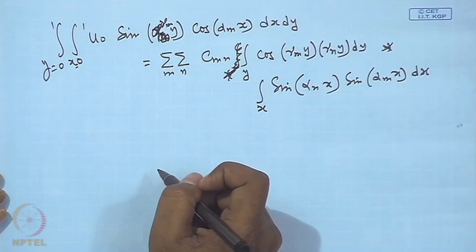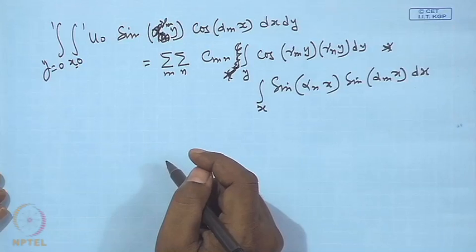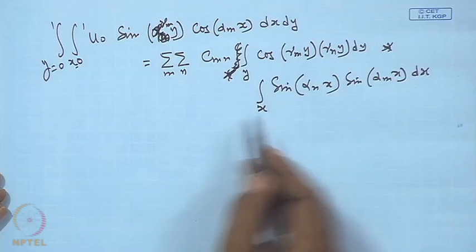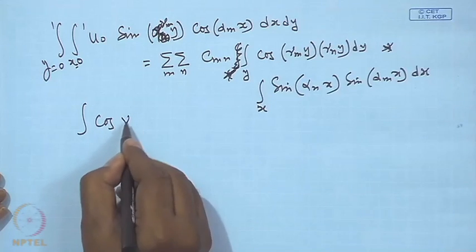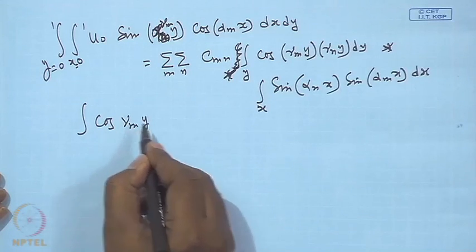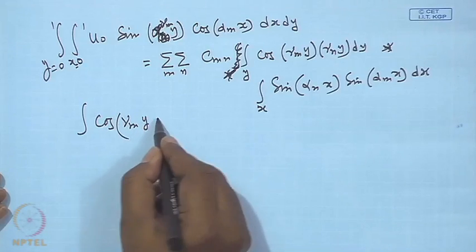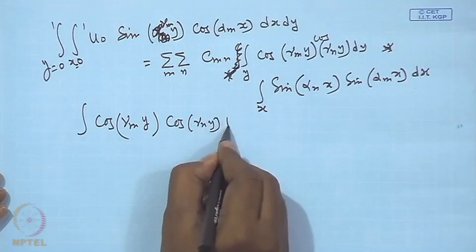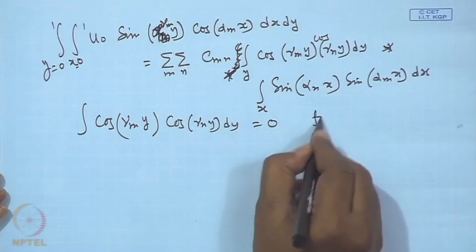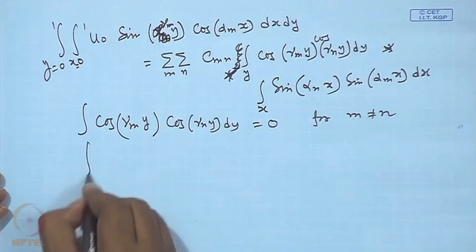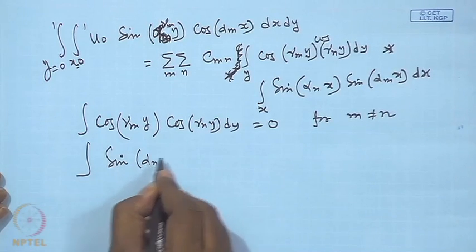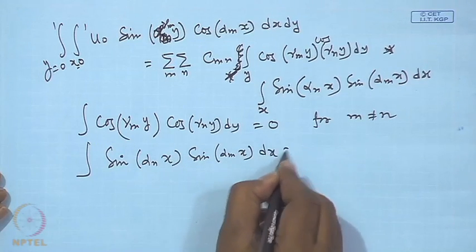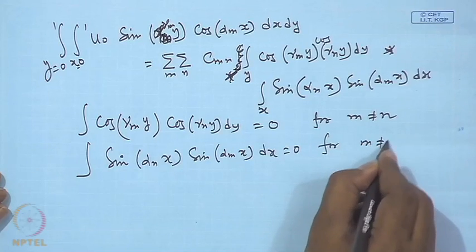Okay. So what we are going to get, once we open up this summation series, is that the integral of cosine nu m y times cosine nu n y dy will be equal to 0 for m not equal to n, and the integral of sin alpha n x sin alpha m x dx will be equal to 0 for m not equal to n.